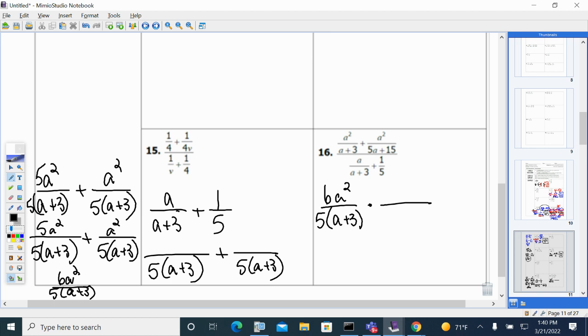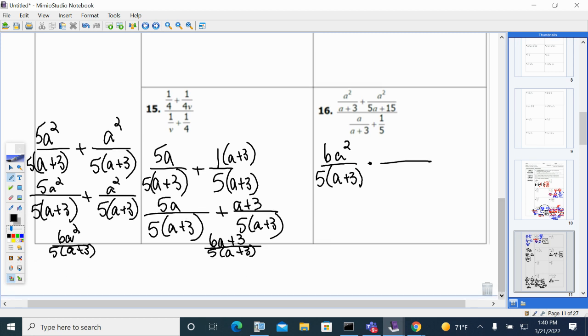In your first fraction, you're going to multiply by a 5. So 5a plus the second fraction, we need to multiply by a plus 3, which is just going to give me an a plus 3 in the top. So my new numerator, 5a plus a is 6a plus 3 over that common denominator of 5 times a plus 3. And I'm so out of room down here. So there's my new denominator. I'm going to flip it.